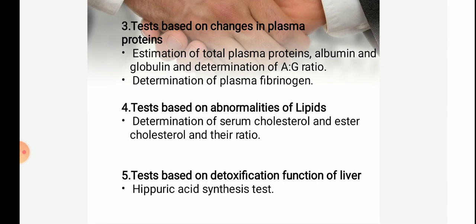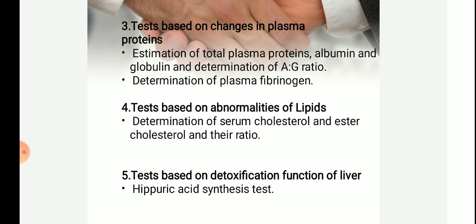Tests based on changes in plasma proteins: estimation of total plasma proteins, albumin and globulin, and determination of the AG ratio. Determination of plasma fibrinogen. Tests based on abnormalities of the lipids: determination of serum cholesterol and ester cholesterol and their ratio. So these usually are the LFT proper, wherein you do all these assays: plasma proteins, albumin, globulin, AG ratio.